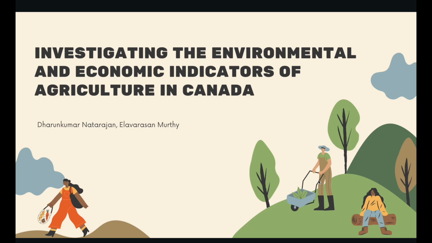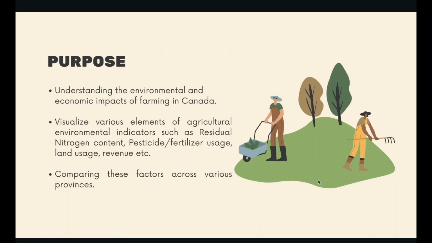Hi, today we are going to discuss our project investigating the environmental and economic indicators of agriculture in Canada. The main purpose of our project is to understand the various factors involved in agriculture, such as environmental and economic impacts. We aim to understand this through the use of various visual elements on indicators, such as residual soil nitrogen content, pesticide or fertilizer usage, land usage, and the production yields, etc.